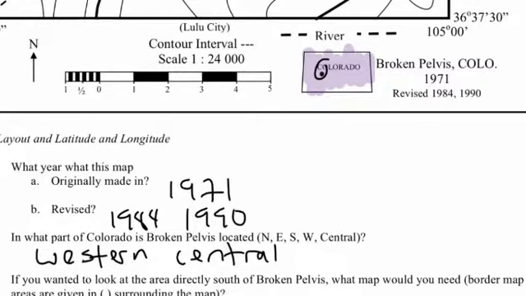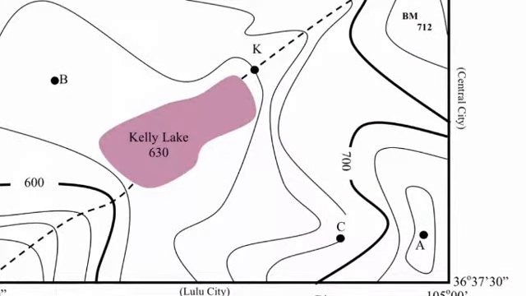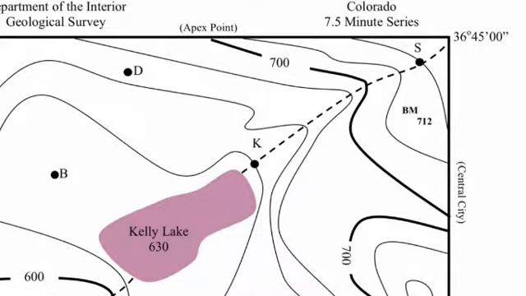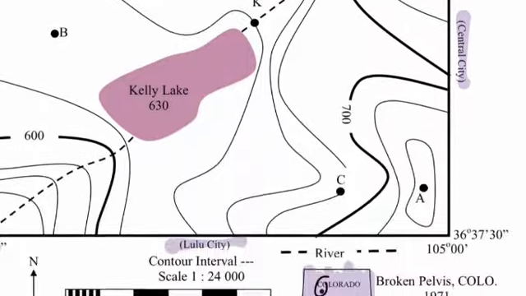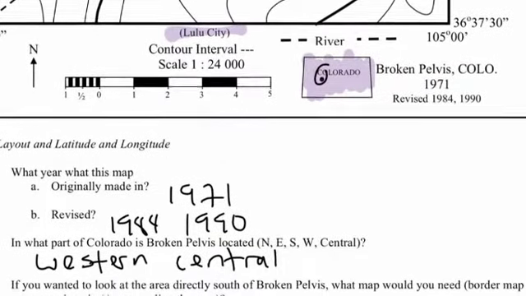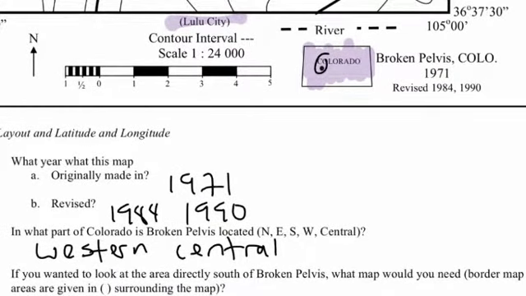Number 3, it says if you wanted to look at the area directly south of Broken Pelvis, what map would you use? And so the borders for all the other surrounding maps are always given to you in these parentheses right here. So Lulu City is directly to the south. We have Central City that's directly to the east, Apex Point's to the north, and Cripple Creek is to the west. So to answer the question, if you wanted to look at the map directly south, you would need to go ahead and look at Lulu City.